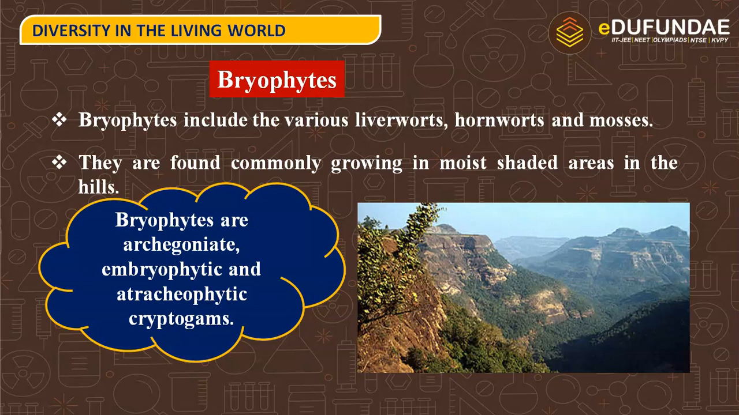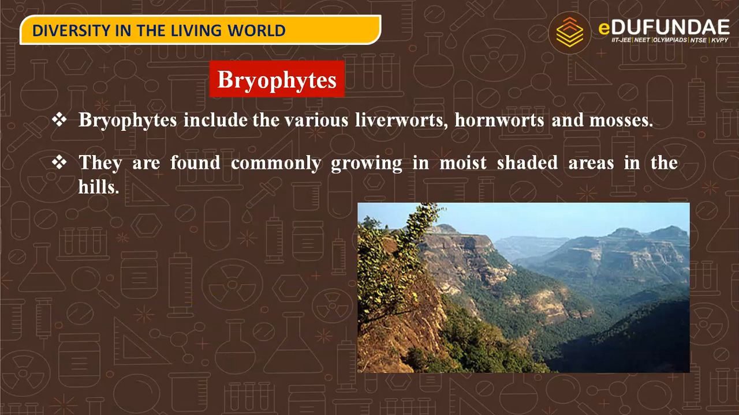Embryophytic, that means the life cycle of bryophytes will show the stage of embryo in it, and also they are atracheophytic. Atracheophytic means they have the absence of vascular bundles. Bryophytes are lower organisms and they are not well developed like angiosperms and gymnosperms in which we see the proper vascular bundles. So they are atracheophytic cryptogams, that means they lack vascular bundles.